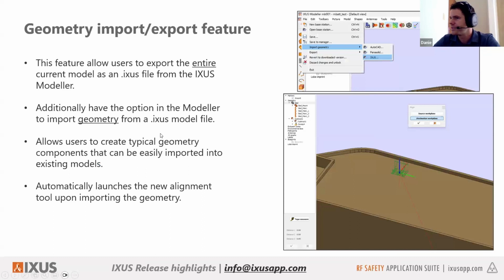Okay, so the second feature is a bit of a combination feature, but it's the geometry import and export feature. This allows the export of the entire IXUS CAD model via the IXUS Modeler. We now have the option to export and then select IXUS, and you'll be able to export the entire model as a .ixus file. That includes all the pictures, all the antennas, all the environmental slices and everything. So that's a complete model of that site.